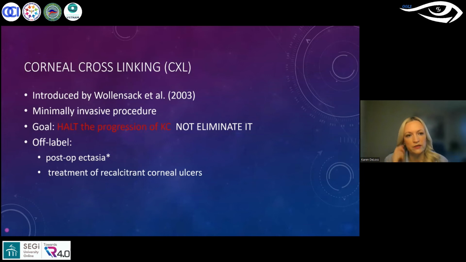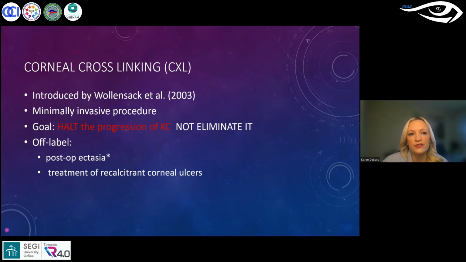So cross-linking was developed in 2003. It's minimally invasive, and the goal is to halt the progression of keratoconus, not to eliminate it. So that is the key thing that you need to talk to your patients about. It's meant to stop it from getting worse. It is not going to eliminate keratoconus. A lot of the patients will think, oh, if I just have this surgery, I won't have this condition anymore. You need to clarify with your patients that that's not what the goal is. And I cannot emphasize that enough.